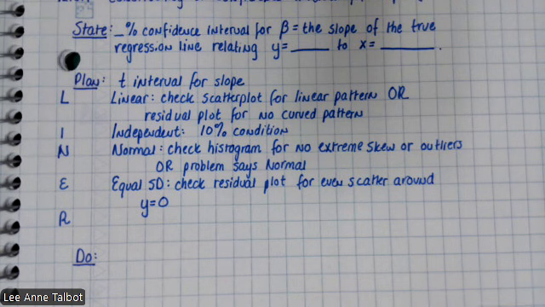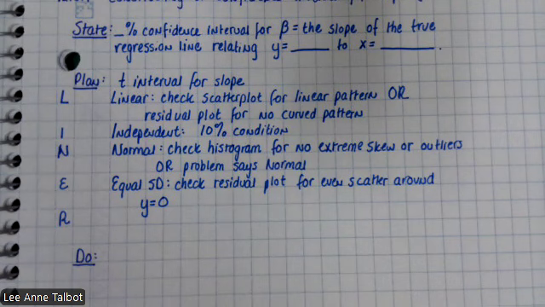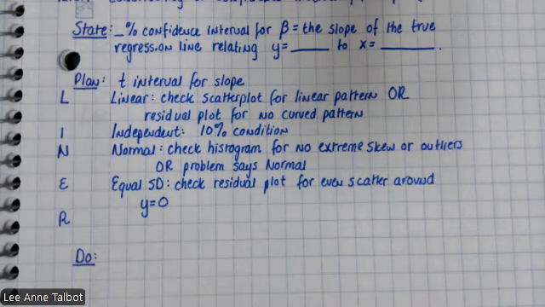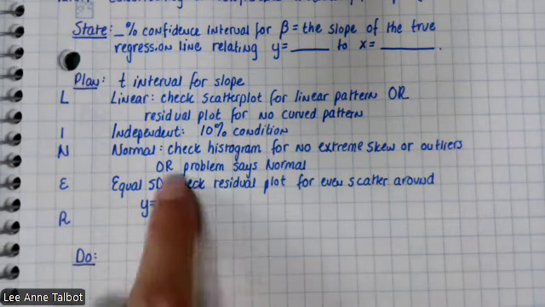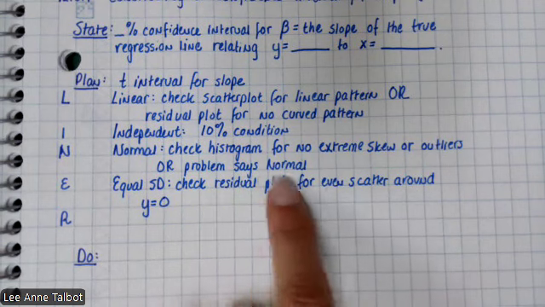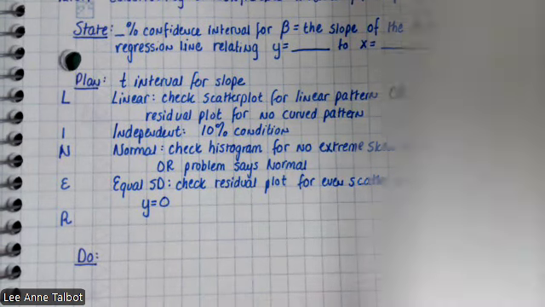Check the residual plot for even scatter around y equals 0. I hope it's occurring to you how much they're actually going to have to give you to do an FRQ on this. So they have to give you a lot of things, which is great. Okay, now what do I mean by these words? Check residual plot for even scatter around y equals 0.